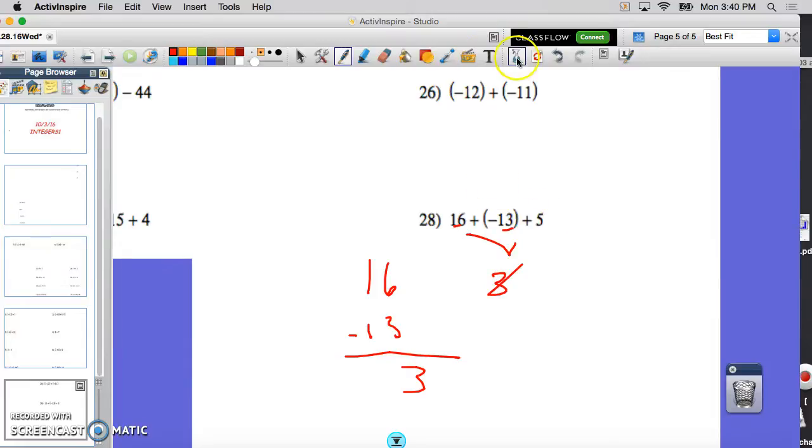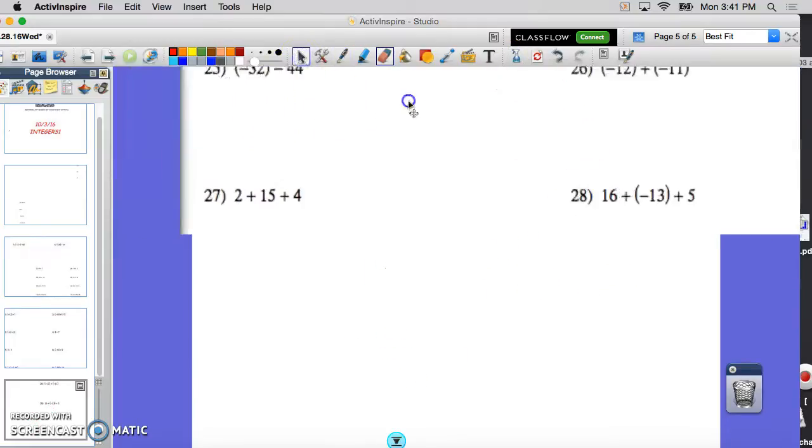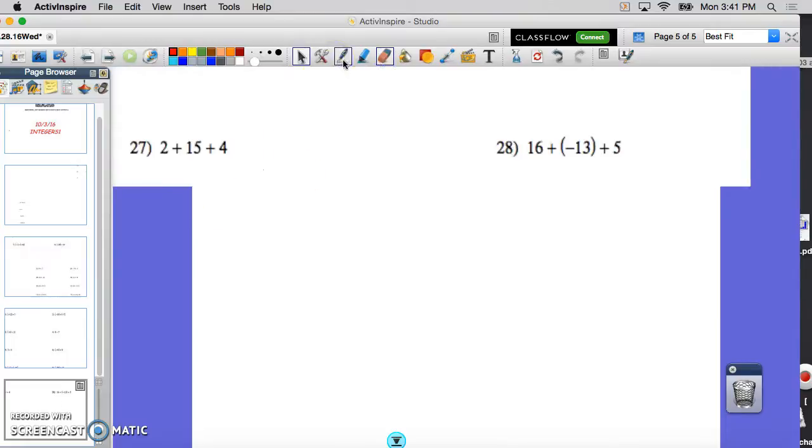Now for the next part. Now that I know that this is positive 3, bring down what's left over, a plus 5. And now I have a positive plus a positive. What do we do when we have a positive plus a positive? We just add. So the answer to this one will be a positive 8. You have 2 more on your sheet that didn't make it onto my clip right here, so I will write them down.